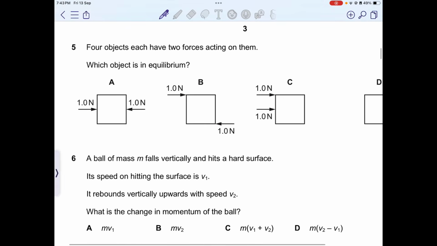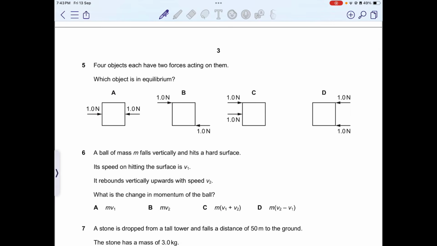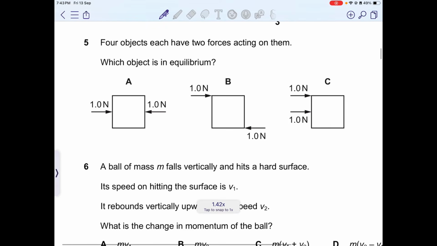Moving on, it says that four objects each have two forces acting on them. Which object is in equilibrium? Equilibrium basically means that there's no resultant force and no resultant moment as well. If you see option A, both forces are acting in opposite directions and have equal magnitude, therefore they cancel out each other. Therefore the correct answer is option A.